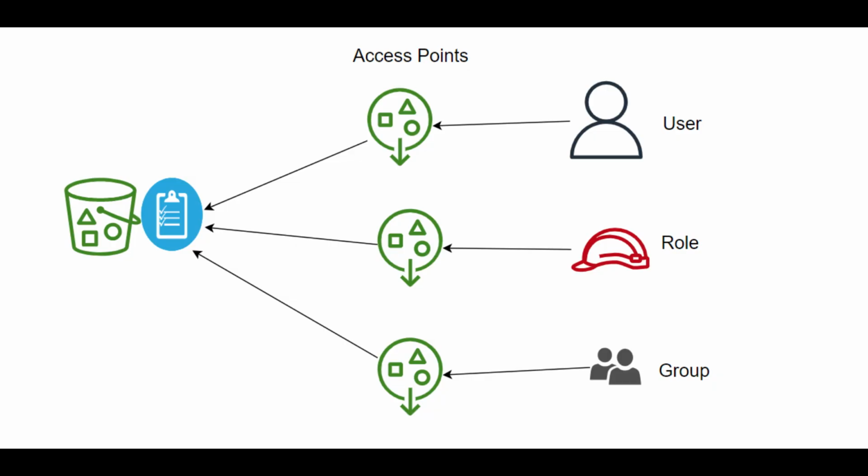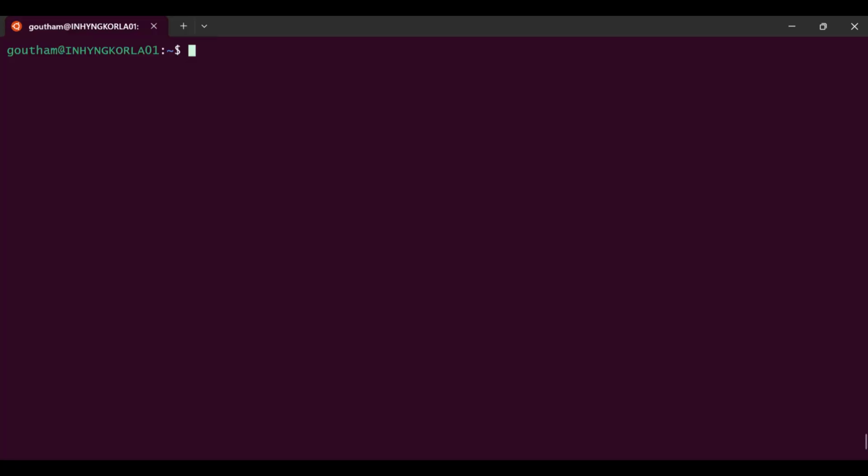That's where an access point comes in. Instead of giving permissions to everyone in one bucket policy, you will create individual access points for each one and give permissions to these access points, and all these access points are attached to the bucket. In this way, the bucket policy won't grow. I hope you got an idea of what these access points are.